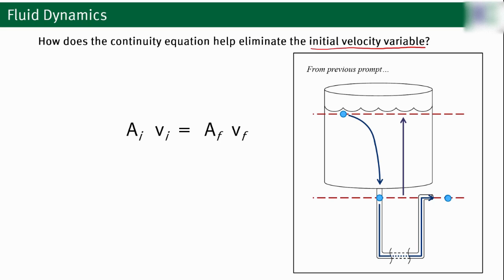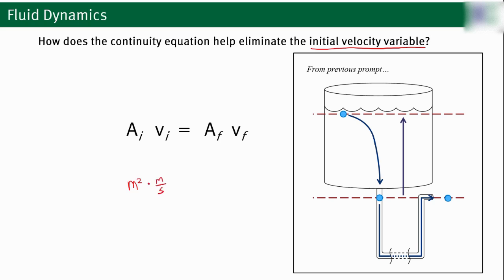The continuity equation is a great little equation that explains such things, for example, as why when you put your thumb over the end of a garden hose, you suddenly have a water weapon. I think it's helpful to break this equation down in terms of units. What we have for cross-sectional area is a unit of meters squared, and for velocity, we have units of meters per second.